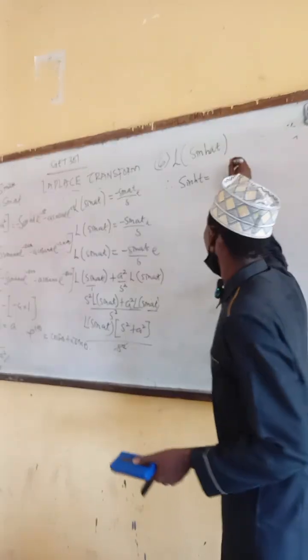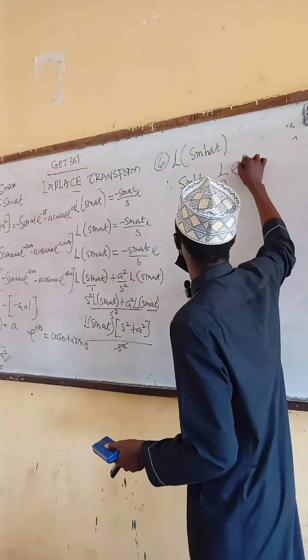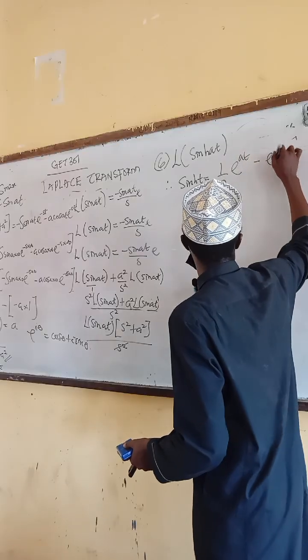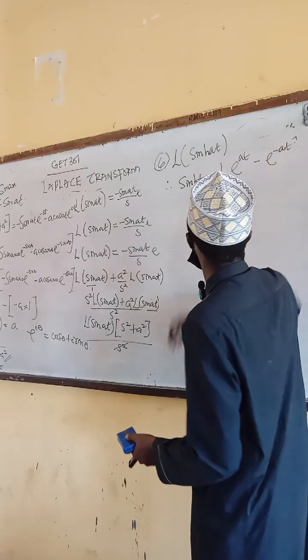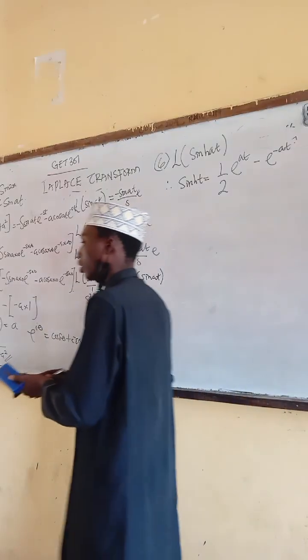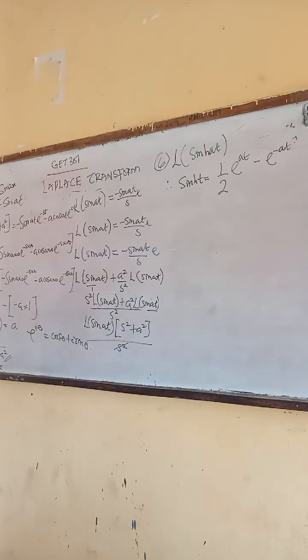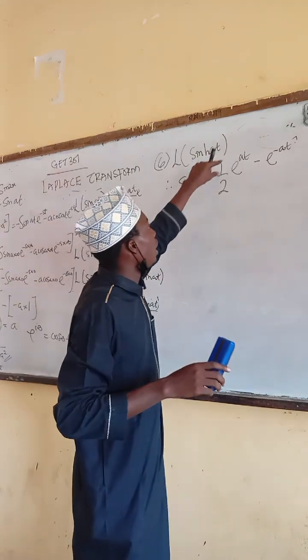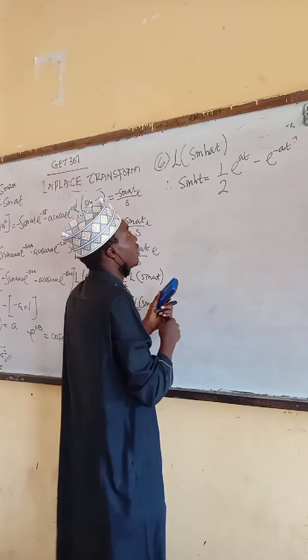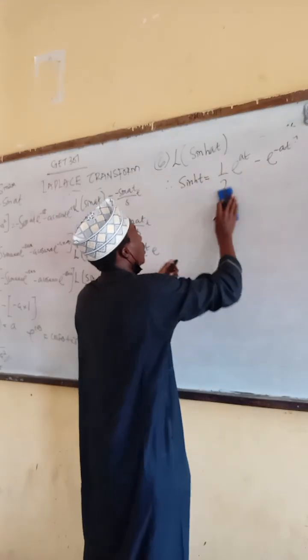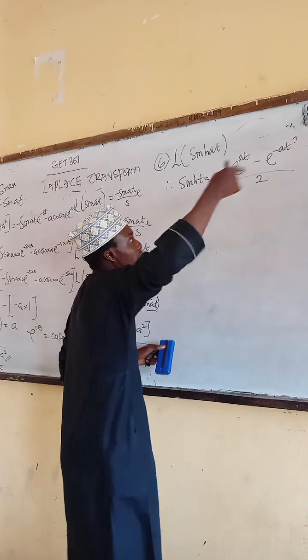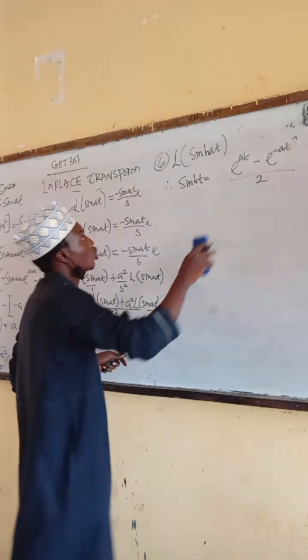1 over 2 exponential at minus exponential minus at. So this is your normal sinh t. So it's 1 over 2. So the 1 over 2 covers everything. It's like this. The 1 over 2 covers everything, so you can just write 1 over 2 open brackets, something like that.